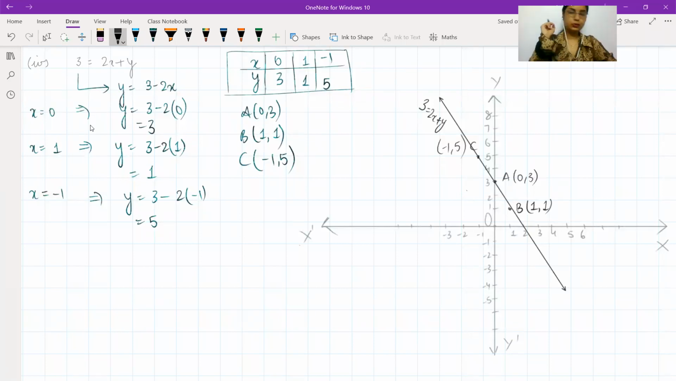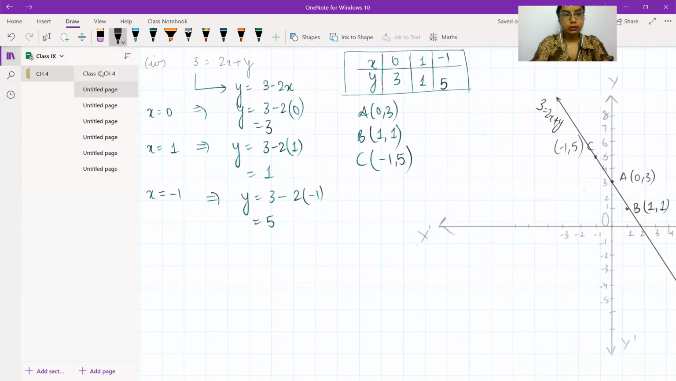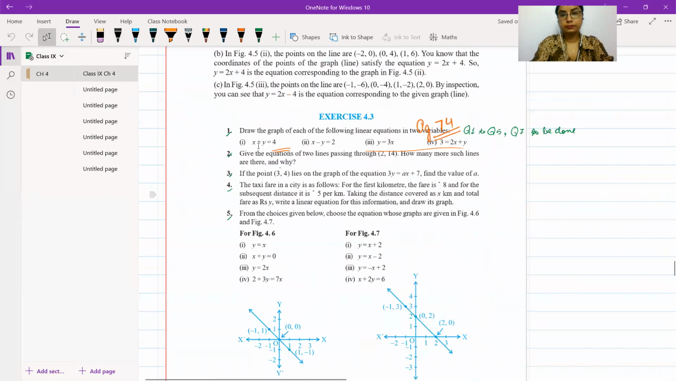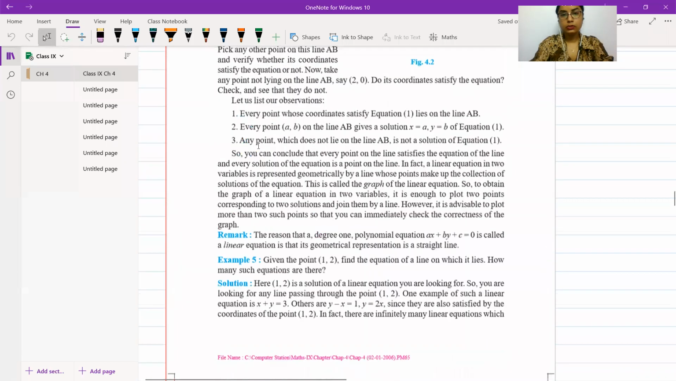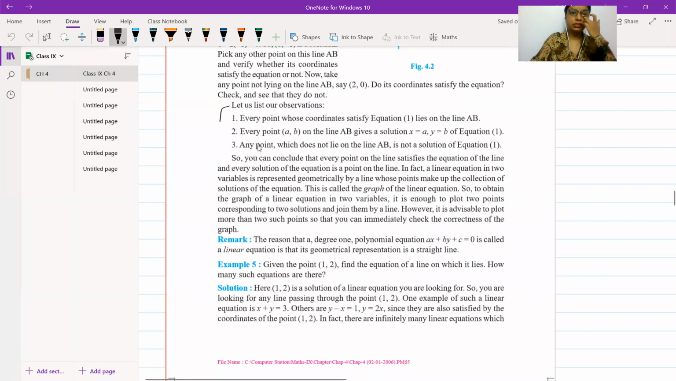I would like you to turn to page number 71 and just observe 3 points indicated there. You can just mark those. There are a few observations given in your textbook after they have taken an example and shown how the graph can be done. The first point is every point whose coordinates satisfy the equation lies on the line, the line which represents the graph of the given linear equation.